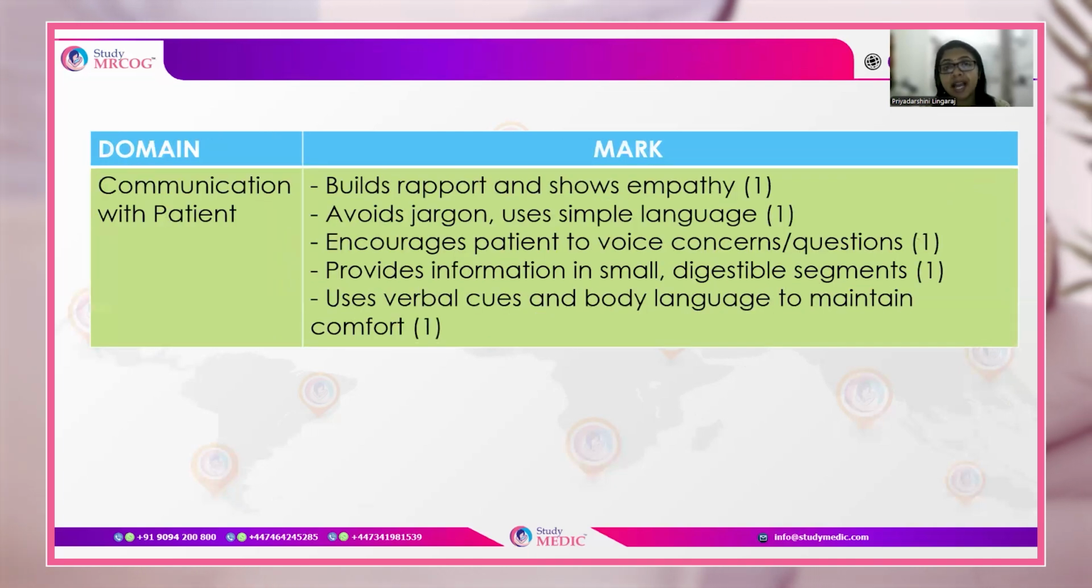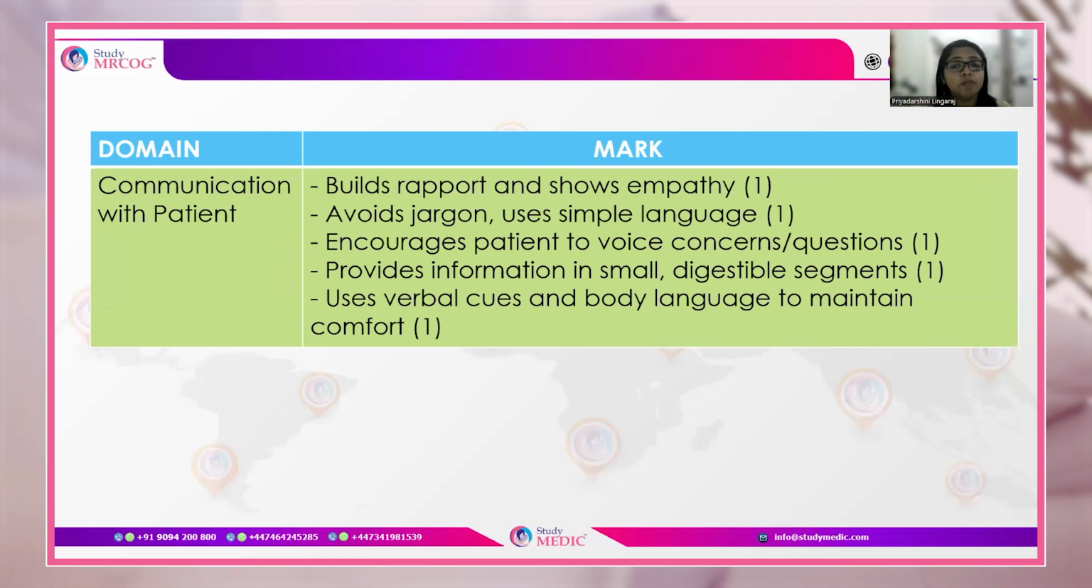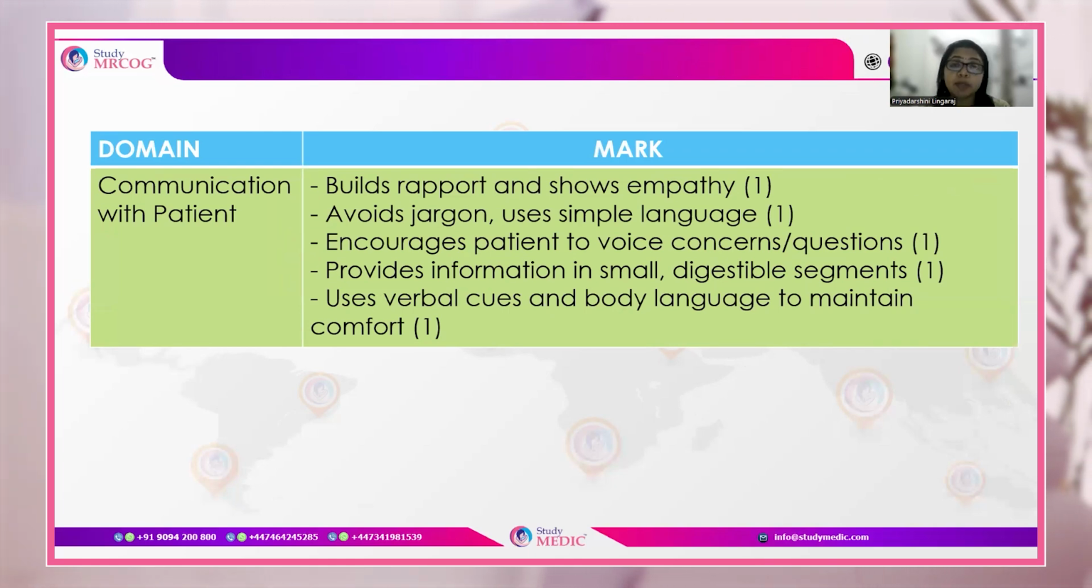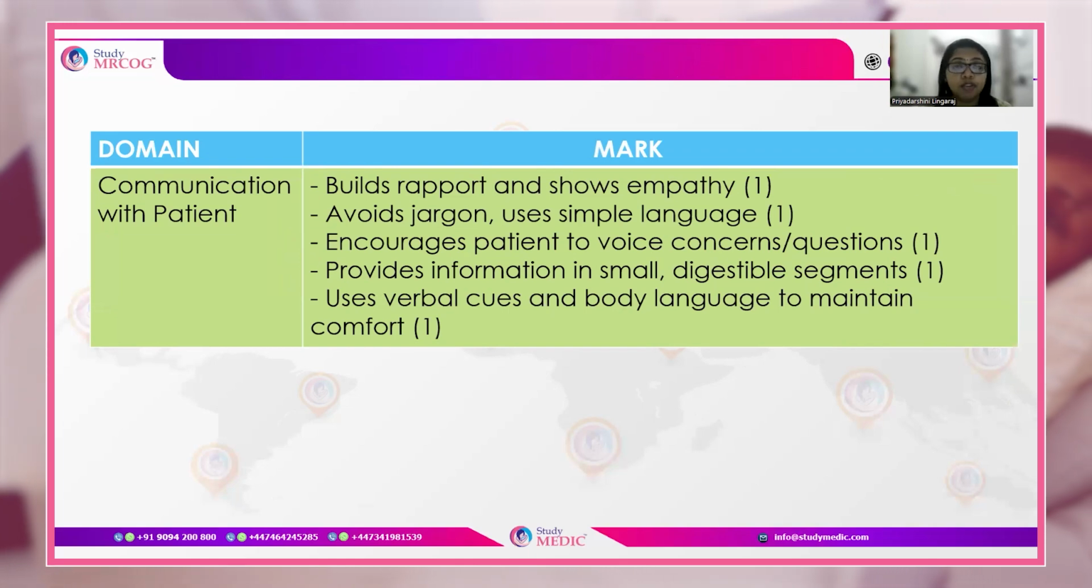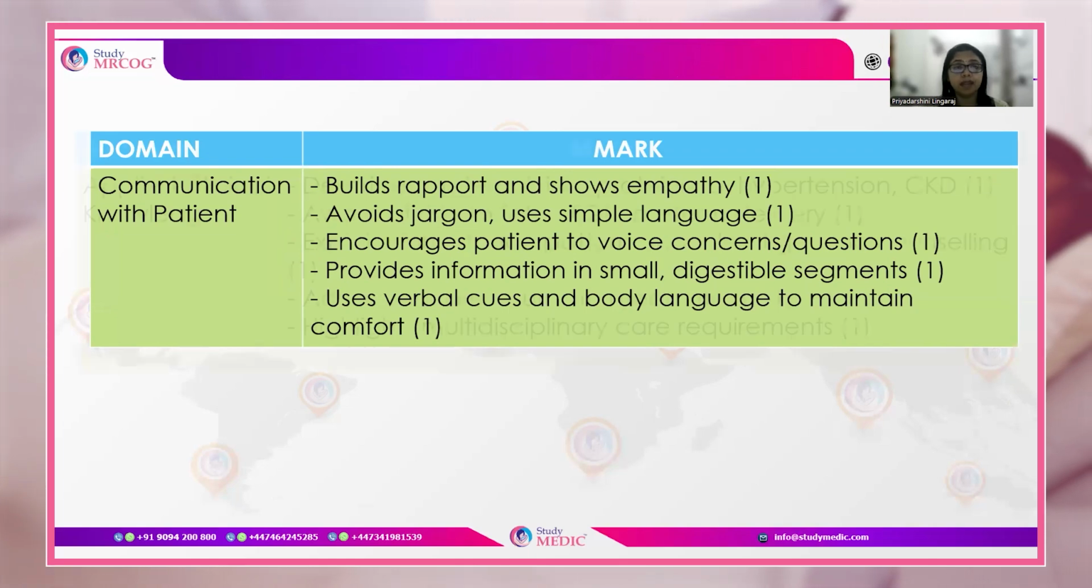With communication, as I was mentioning, empathy, rapport, and avoidance of jargon. These are three important things you need to keep in mind. Apart from that, encouraging the woman and exploring her concerns are definitely going to add marks here.